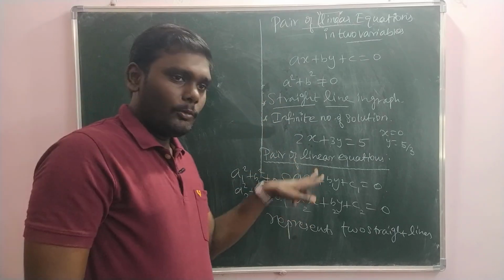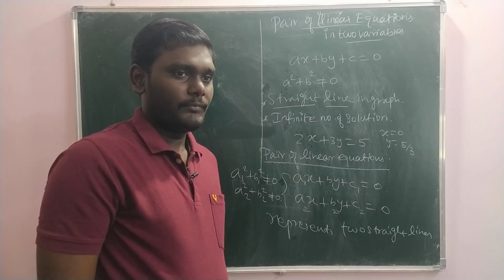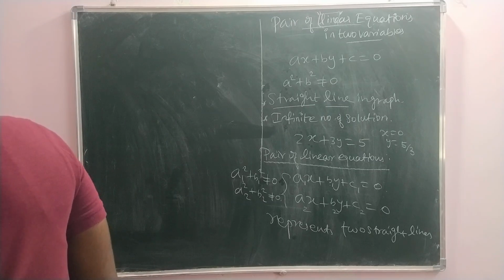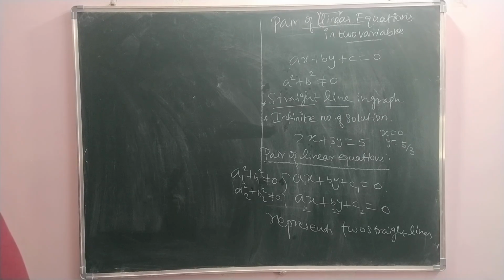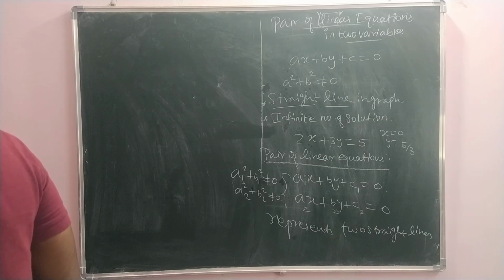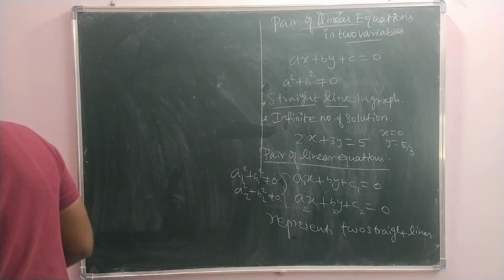As we speak of two lines here, the two lines have three possibilities. What are all the possibilities we may have? The possibilities are: either the two lines may intersect, or the two lines, the types of line.